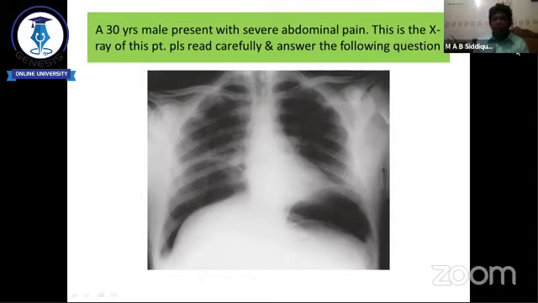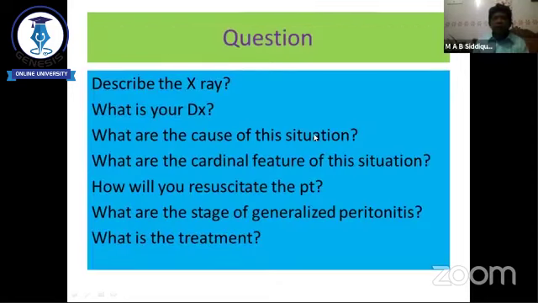The crescentic shadow in the left dome of the diaphragm is normal due to fundic gas, but the crescentic gas shadow in the right dome of the diaphragm is not normal. It is abnormal. So the questions may be like this. Describe the X-ray. What is your diagnosis? What are the causes of this condition? What are the cardinal features of this condition? How will you resuscitate the patient? What are the stages of generalized peritonitis? What is the treatment option?